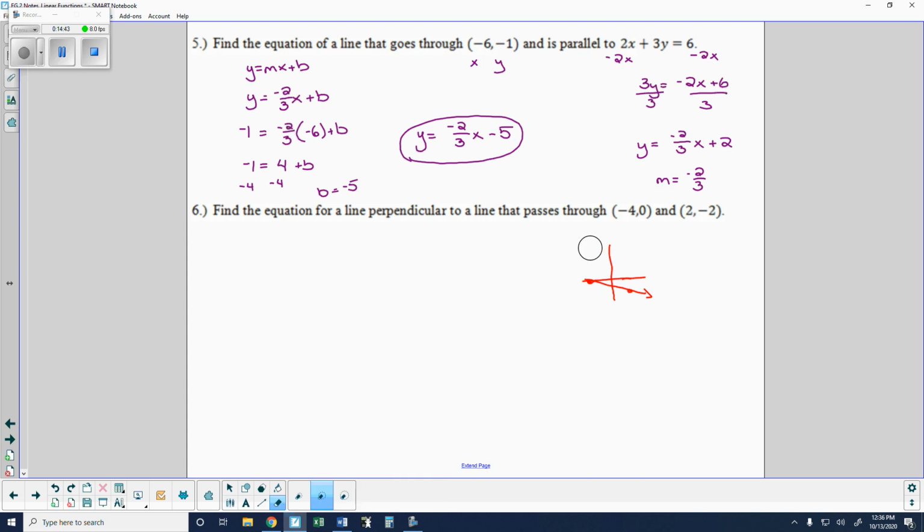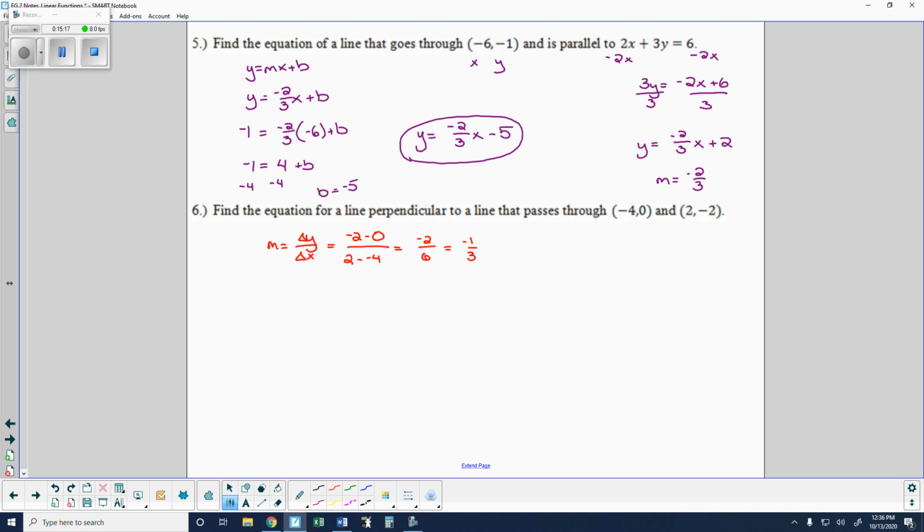So what we need to do is find the slope of this line that they're telling us about. The slope of this line would be, again, the change in y's over the change in x's. So I would subtract the y's, negative 2 minus 0, over a subtraction of the x's, 2 minus a negative 4. And this would give me negative 2 over 6, which is negative 1/3. So now this is the slope of the line that they gave us.